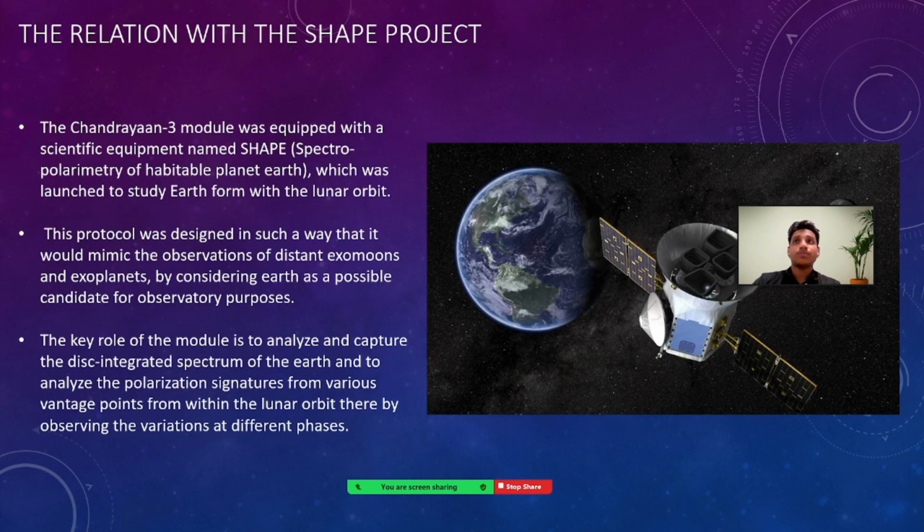The relation with the SHAPE project. The Chandrayaan-3 module was equipped with a scientific instrument named SHAPE, short for Spectropolarimetry of Habitable Planet Earth, which was launched to study Earth from the lunar orbit.